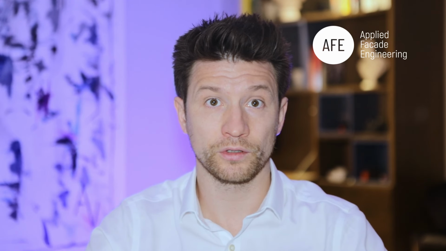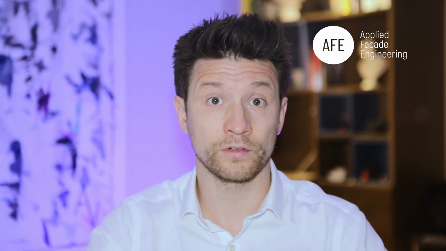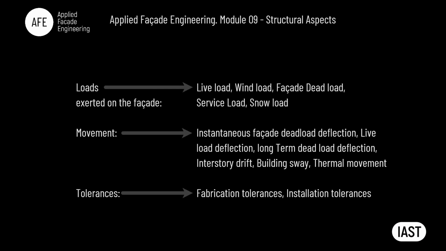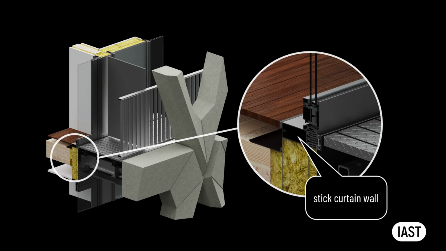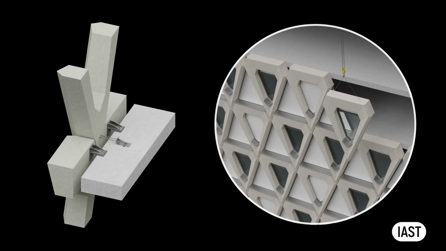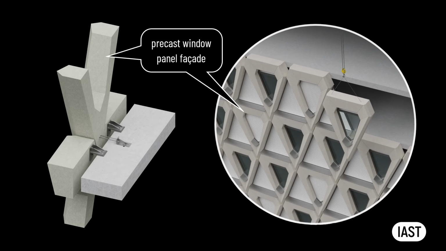In the Structural Aspects module of Applied Facade Engineering course, among other aspects, we cover movement and tolerances. There we also discuss various loads exerted on the external envelope and how these loads are accommodated by different facade systems. This case study course offers a great opportunity to analyze how stick curtain wall and precast concrete window panel facades deal with primary framework deflection, installation and fabrication tolerances.